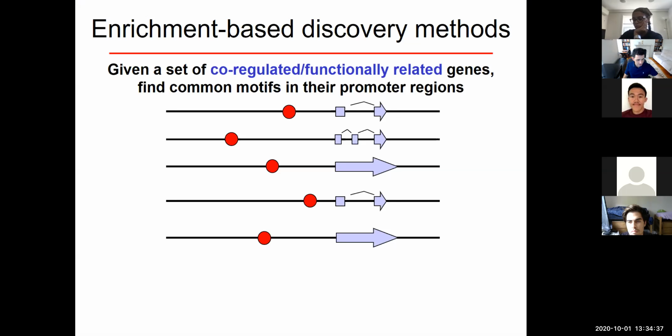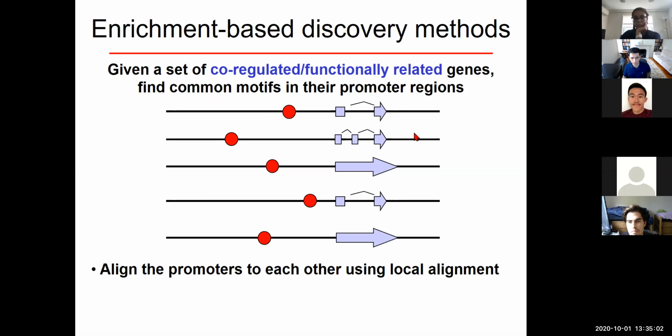What drives this is presumably a transcription factor that actually binds each of those locations to recruit the machinery that will then turn on transcription. So the question is, computationally, given a set of co-regulated or functionally related genes, how do we find common motifs in their promoter regions? There are many ways to do that.